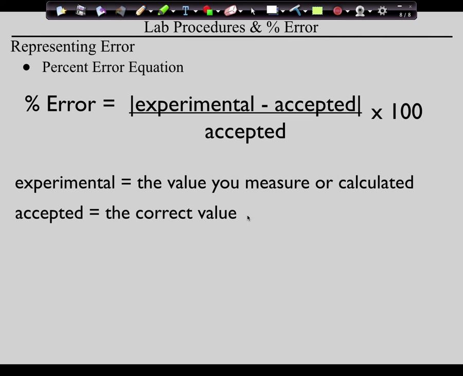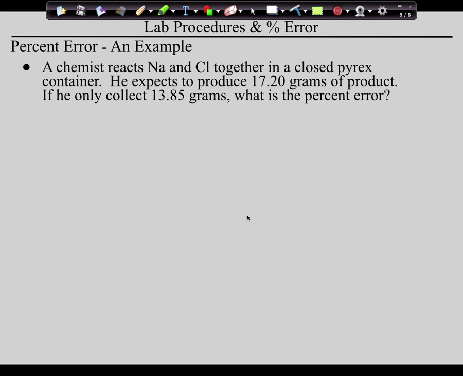So guys, I'd like to show you an example so that you have something to go off of. If you'd like a moment to write this down, you'll be solving problems like this. It says a chemist reacts some sodium and some chlorine together in a closed Pyrex container. Doesn't matter, they're doing chemistry. Then it says this, the chemist expects to produce 17.2 grams of product. The product is table salt, by the way, NaCl. So you think you're gonna get 17.2 grams. But when the lab is all done, you get 13.85 grams. You lost more than 3 grams of product. What is your percent error? Do you understand the question? So if you'd like a moment to write it down, do that. And then, guys, we're going to have a little chit-chat.